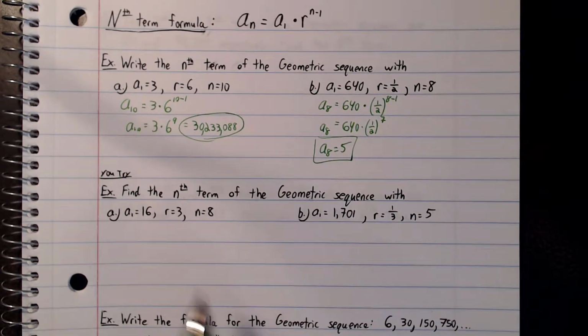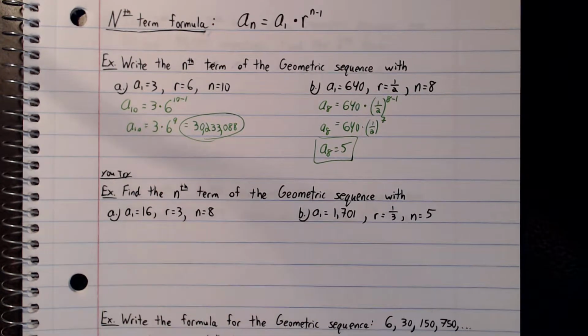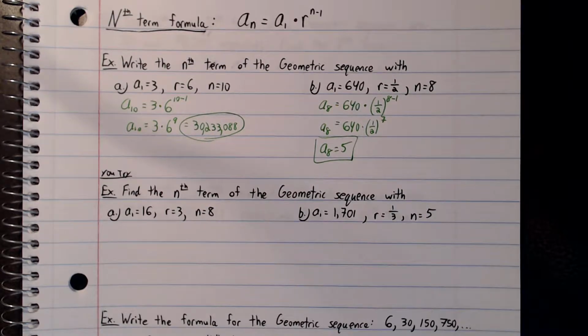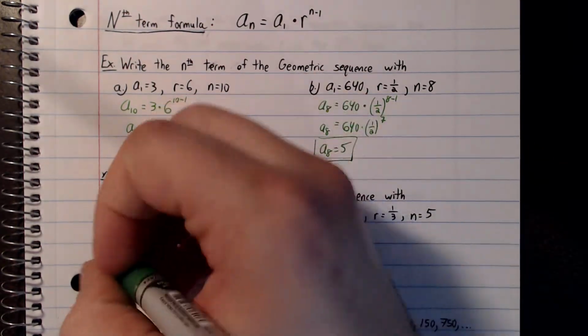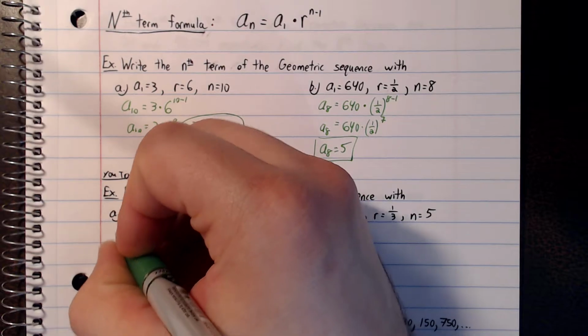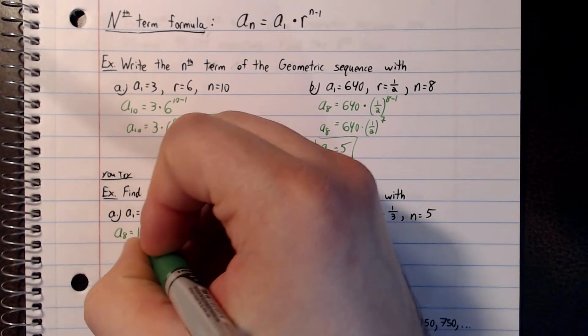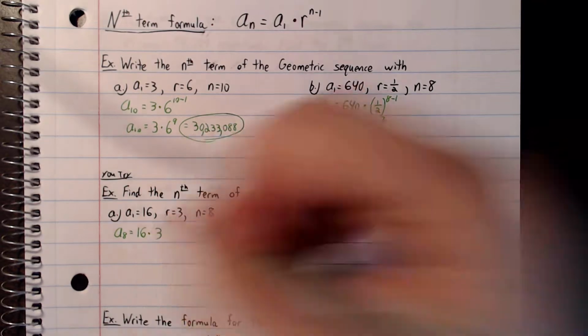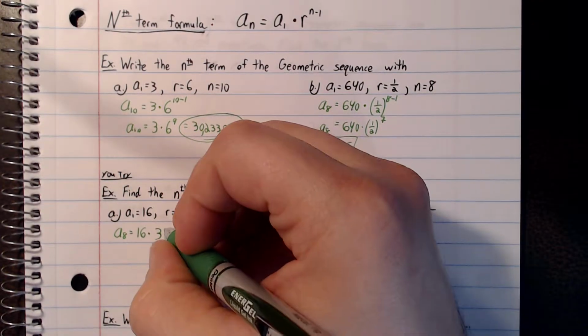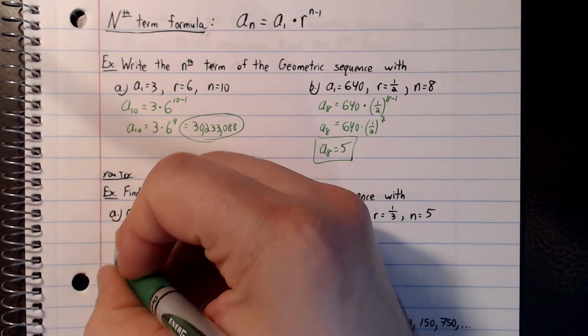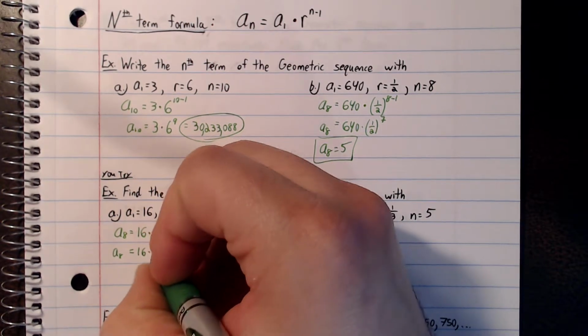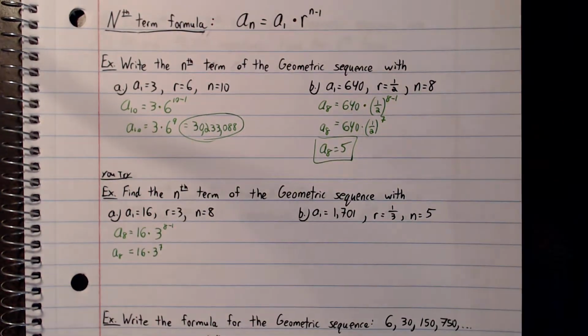You have a problem right here to try on your own, both A and B. I'll leave these up here as well as the formula for you to use. Pause the video and resume when you're ready to check. Alright, let's see how you did here. We're trying to find the 8th here, so let's see. We want the first term times our ratio to the 8 minus 1. So that's 16 times 3 to the 7th. That's what we'll type in.